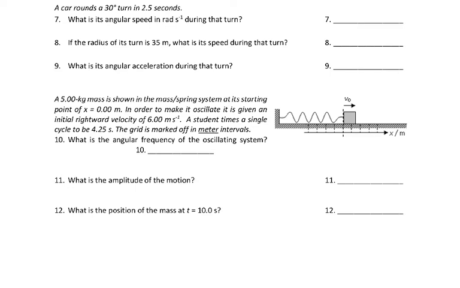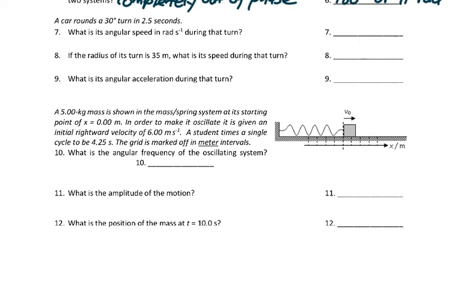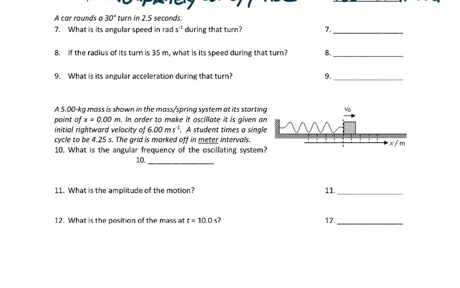So for number 7, it asks for the angular speed in radians per second, and it actually gives us the angle in degrees, so we're going to need to convert 30 degrees into radians. Remembering that 180 degrees is pi radians, we can set up a ratio to find that 30 degrees is pi over 6 radians, because 30 degrees is 1/6 of 180. So yeah, 30 degrees is pi over 6.